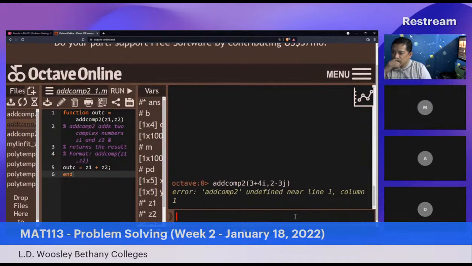Undefined. Undefined year line 1, column 1. Sir, doon po kasi sa command, sabi daw po, format add com. Hindi po ba dapat add com 2 po? Yung sa format po. Kaya po nag-error. Opo, yung sa 4 po na line. Oo nga, no? Tama. Good observation. Baka mali itong libro, no? Tama. Oh, yes. Hindi ko rin napansin yun.